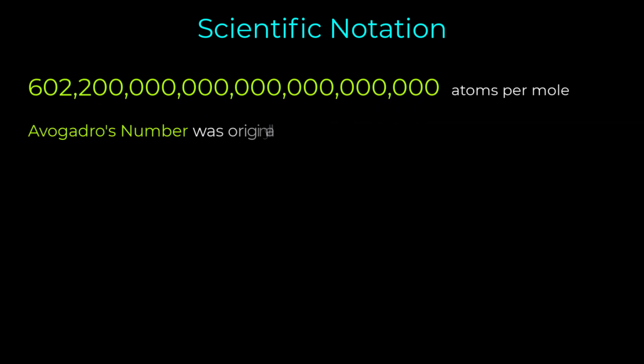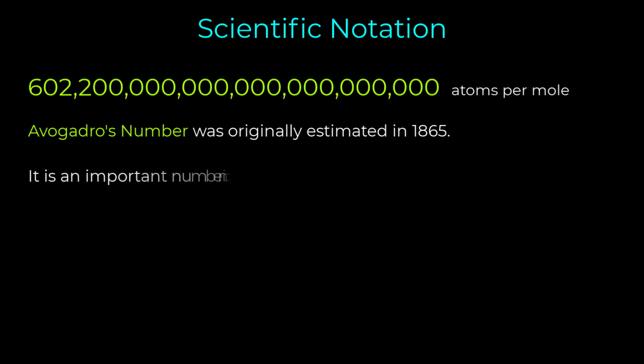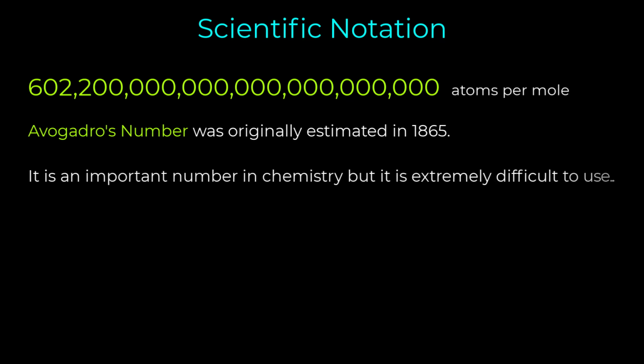Avogadro's number was originally estimated in 1865 and has been refined several times since. It is an important number in chemistry, but, as you can imagine, it is an extremely difficult number to use in calculations in this form. It is simply too large.